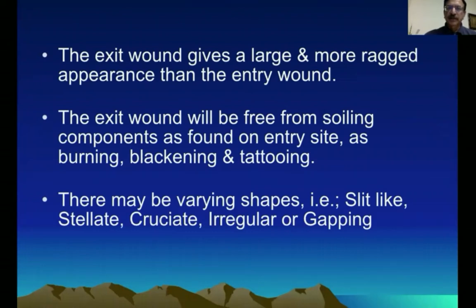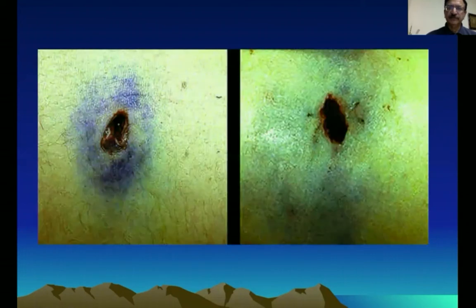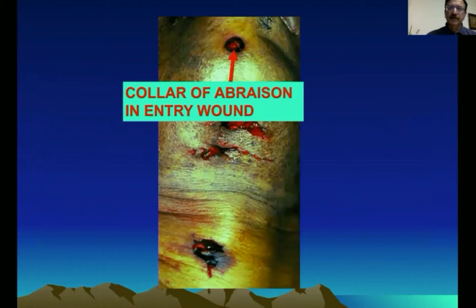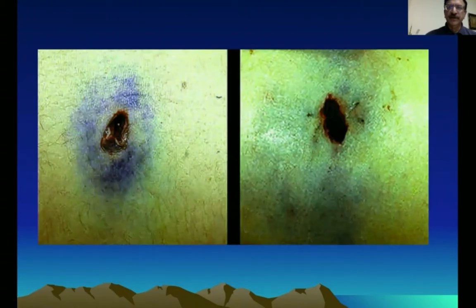And the shape may also be variable. Slit-like, stellate shape, cruciate shape, irregular, and gaping. These are two exit holes, and this is a typical entry wound shown, a circular, lacerated wound with collar of abrasion. So this is the entry wound, and you can see that on the exit wound there is no collar of abrasion, only the lacerated wound with everted margins.